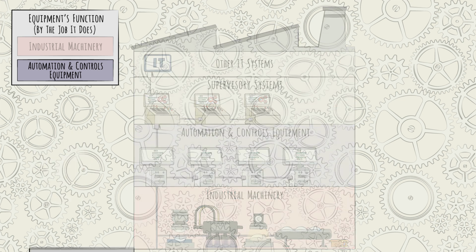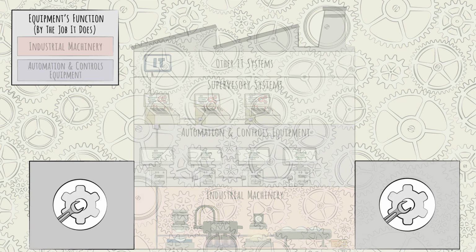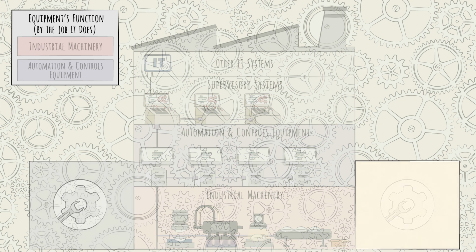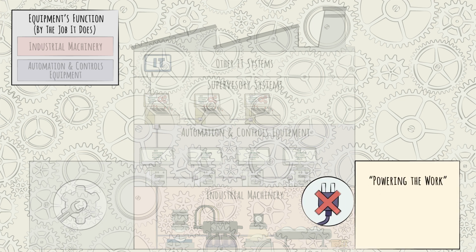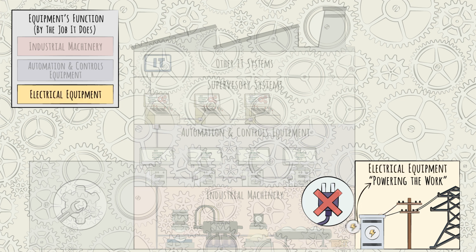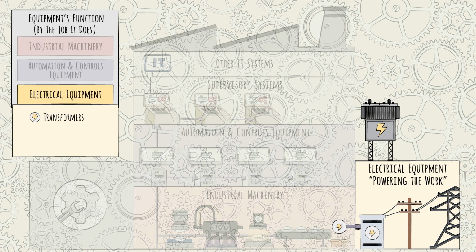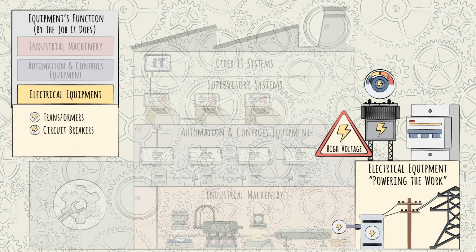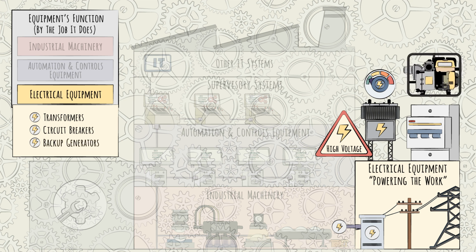Elsewhere in the factory, there are more jobs to do, and more types of equipment to do them. For one, powering the work. You can't just plug industrial machines into a standard wall socket. They often need a stable, uninterrupted supply of power to function safely and effectively. This is the job of electrical equipment, the E in I&E. This equipment includes transformers, which change voltage levels up and down, circuit breakers, which protect machines from power spikes, and backup generators that kick in if the main supply fails.